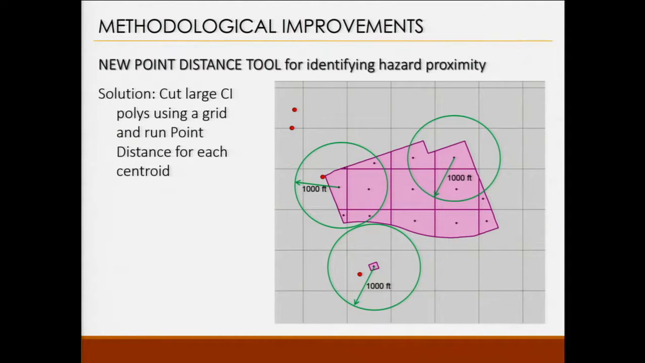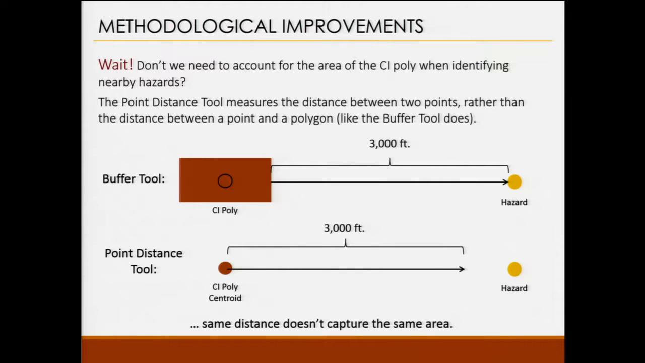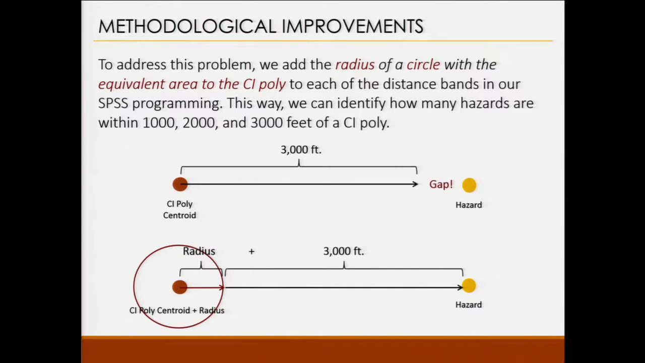First, we cut down the size of the polygons by laying a grid, or what we call a fishnet, over them, so we just cut them down in size. But that still didn't account for the area of the polygon that we were losing when we dropped the buffer tool and started using the point distance tool. This schematic shows that with the buffer tool, we were measuring the distance between the hazards and the CI poly by using the outside of the polygon, but with the new point distance tool, we're using the centroid, or the middle dot. And so what this shows is that by using the point distance tool, we were creating a gap.